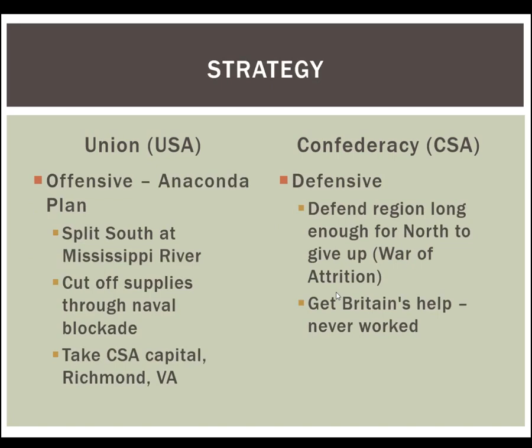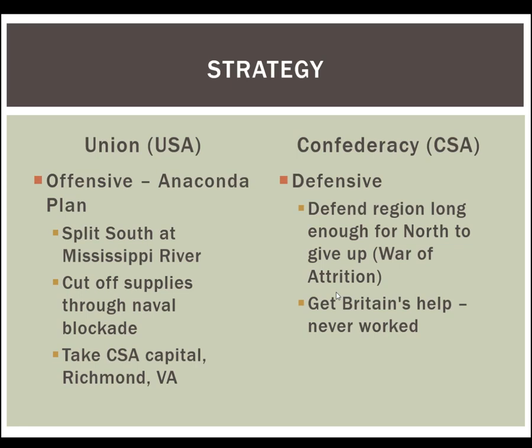So the different strategies that are going to be used play off of those advantages and disadvantages. For the Union, they have a very offensive strategy, and this really comes to a head in the formation of the Anaconda Plan. The Anaconda Plan has three main parts: to split the South at the Mississippi River, so basically dividing the Confederacy in two; to cut off supplies to the South through a naval blockade; and then finally to take the Confederate capital at Richmond, Virginia.